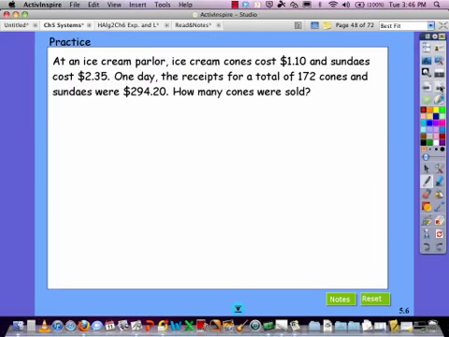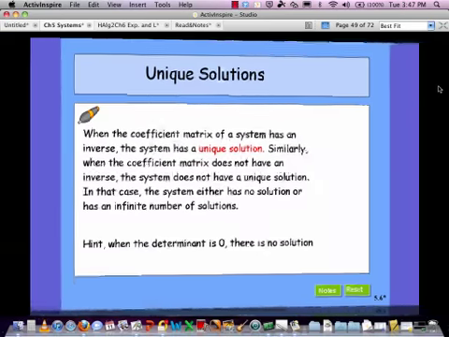Here's another ice cream parlor one, another story problem. So we can do this. We might save that one for class.